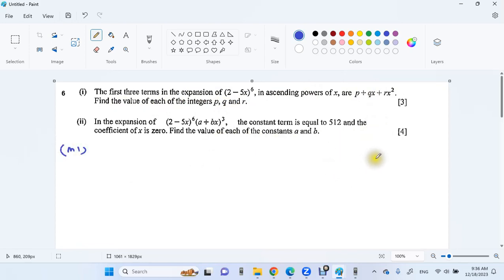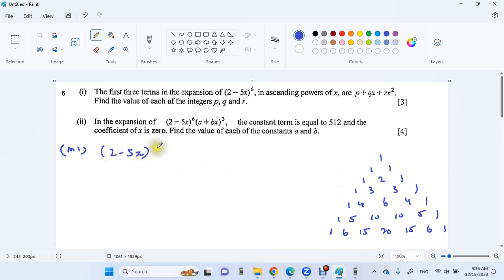So for Pascal's triangle, we have 1; 1, 1; 1, 2, 1; 1, 3, 3, 1; 1, 4, 6, 4, 1; 1, 5, 10, 10, 5, 1; 1, 6, 15, 20, 15, 6, 1. So we have (2 minus 5x) to the power 6. It will become 1, 6, 15, and so on.